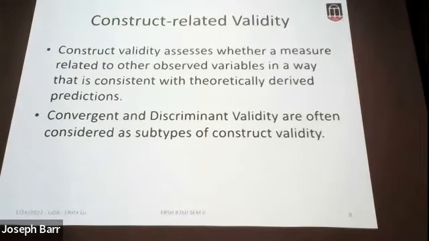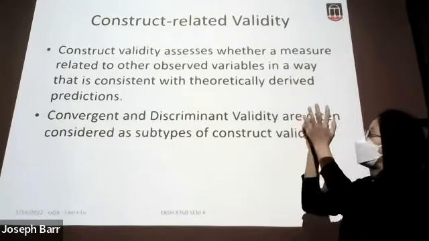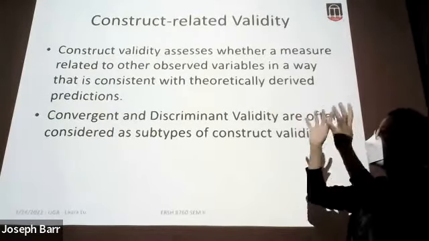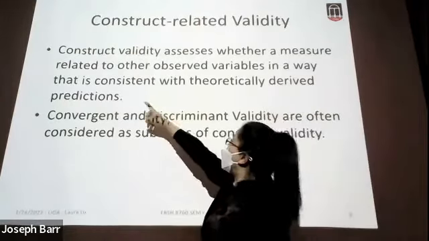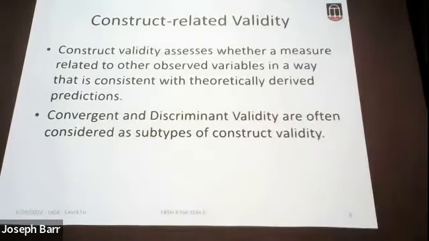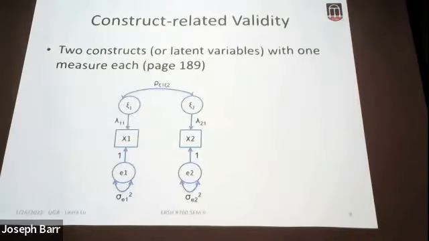This type of validity assesses whether a measure is related to other observed variables in a way that is consistent with theoretically derived predictions. So we have some other measures, and we just look at the correlations to see if that is consistent with the theoretically derived prediction. So how are we going to understand this sentence? Let's look at the example here.